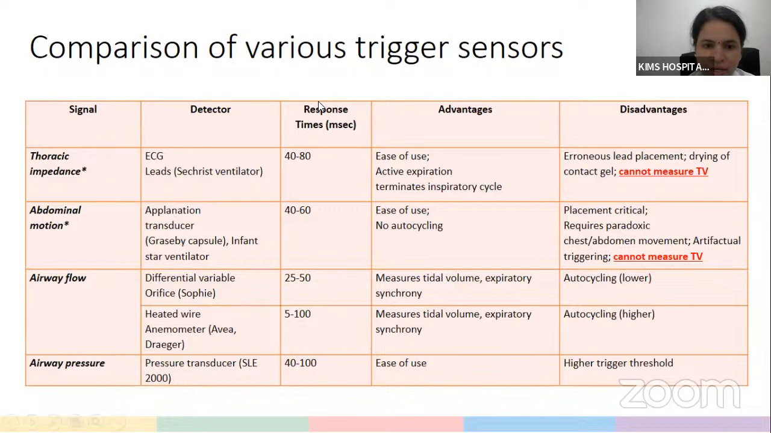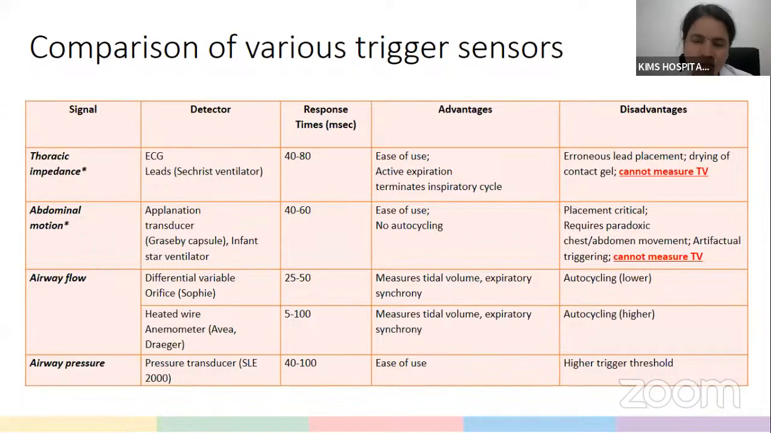So these are the relative response times and the advantages and disadvantages of different types of trigger sensors. We can see that both thoracic impedance sensors using the ECG leads and the abdomen motion sensors using the Graseby capsule are associated with a prolonged response time. So it takes a long time for us to sense that the baby has taken a breath from the time that the baby initiated breathing. But the advantages are that these are easy to use and there is not much risk of autocycling. But the disadvantages include that they cannot be used to measure the tidal volume.